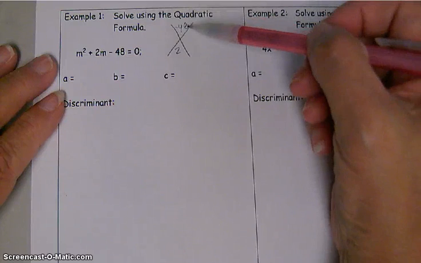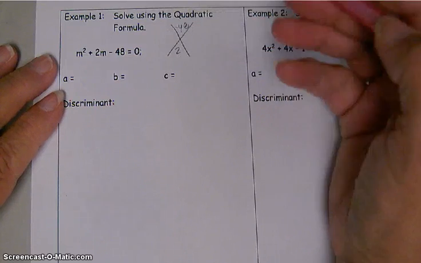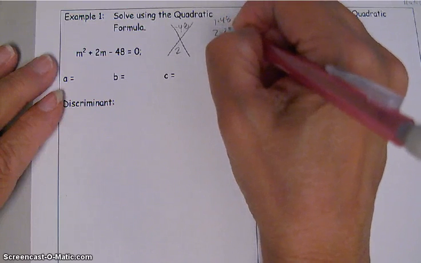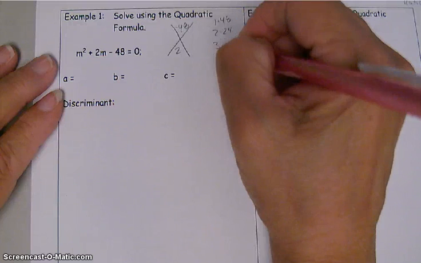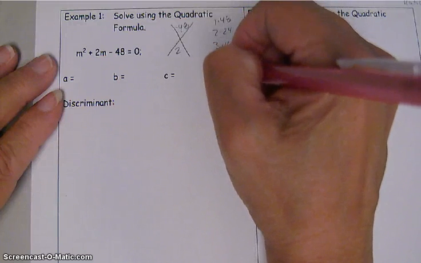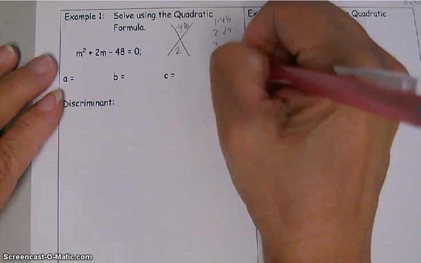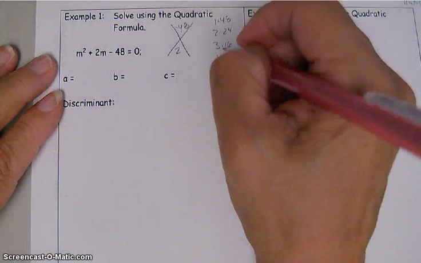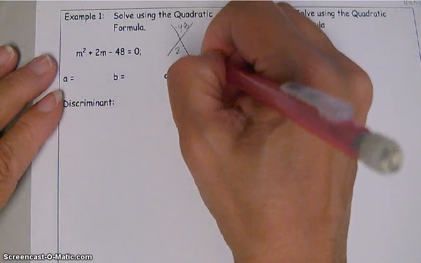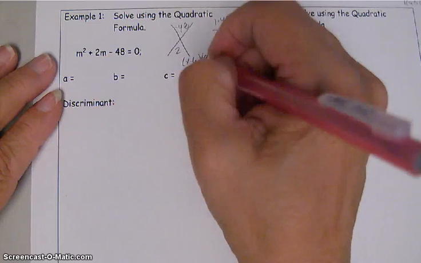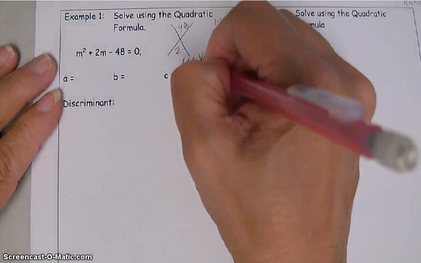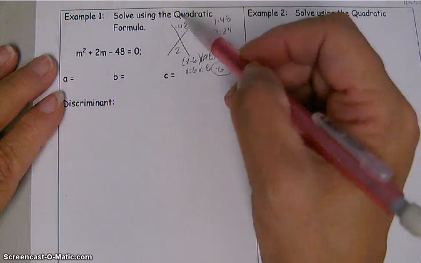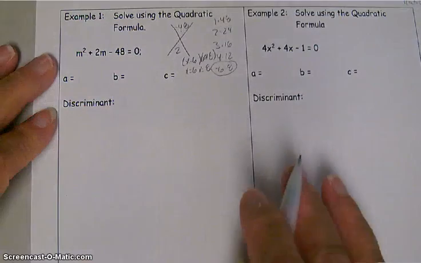I need something that multiplies to give me negative 48 but adds to be 2. My factors of 48 are 1 and 48, 2 and 24, 3 and 16, 4 and 12, and 6 and 8. I notice I could probably factor this using these factors. Make this a negative 6, and get x minus 6 times x plus 8. That factors out, and I would have x equals 6 and x equals negative 8 as my x-intercepts. So I could factor this one out, but I want to walk through this with you using the quadratic formula.